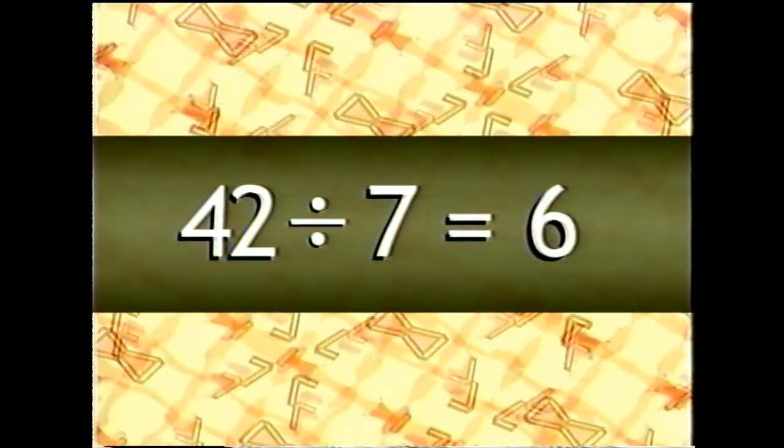35 divided by 7 is 5. 28 divided by 7 is 4. 42 divided by 7 is 6. 63 divided by 7 is 9.